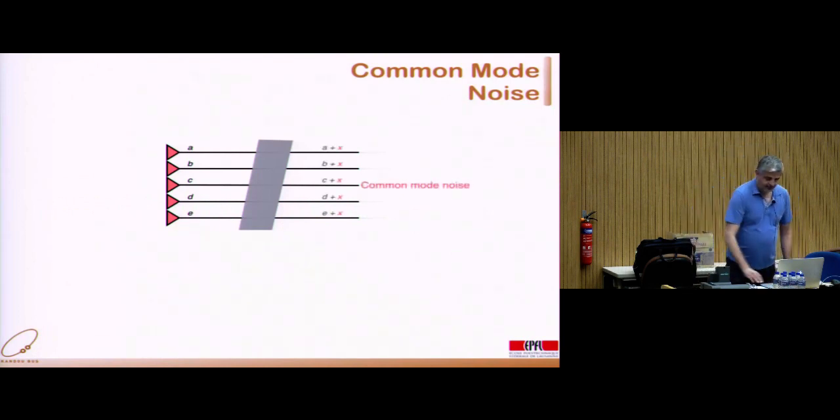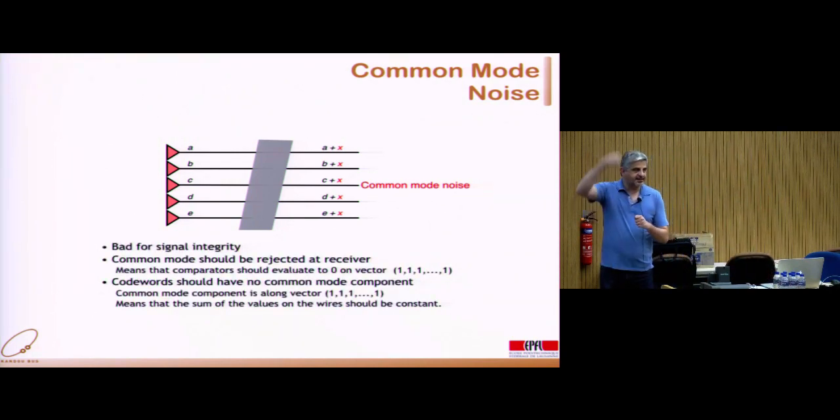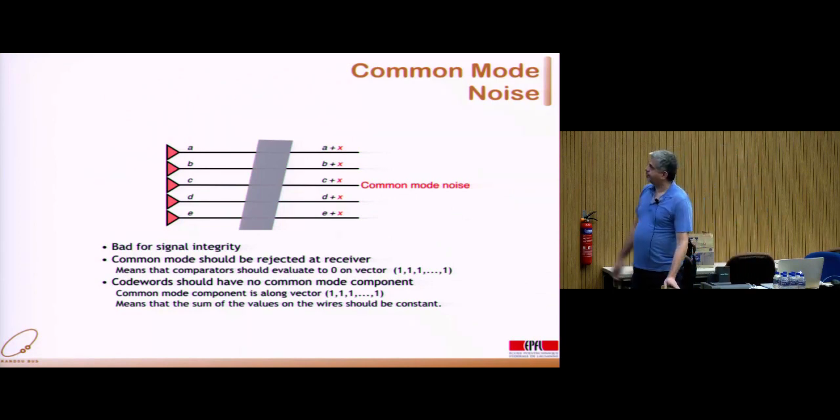For example, if you look at common mode noise, what common mode noise does is it adds values simultaneously, the same value, to all the wire values. That's common mode. It's really bad for signal integrity. It's really super bad for signal integrity. And so you can think of it the following way.